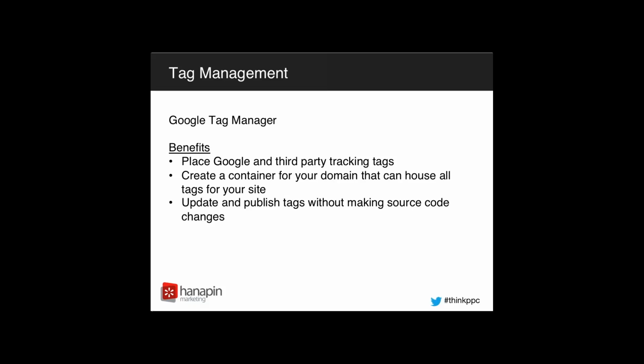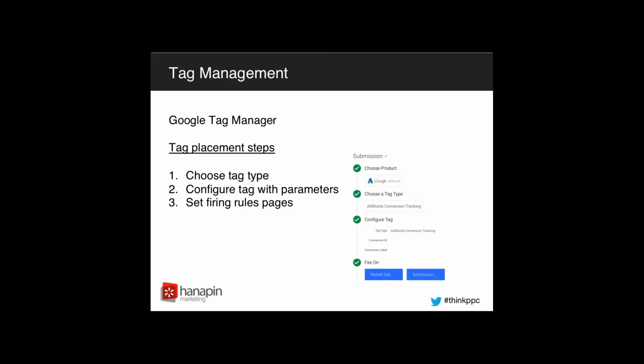In placing a tag, it's really a simple process within Google Tag Manager. The first thing you'll need to do is choose the tag type. There's lots of different presets for different tag types. In this case, we'd be placing a Google AdWords tag, and this is a preset type. Within Tag Manager, you'll be able to configure the tag with the appropriate parameters. For a Google AdWords conversion code, we need to have the conversion ID and the conversion label. Once those parameters are set, then we choose the firing rules to make sure that they fire on the appropriate pages of the site.